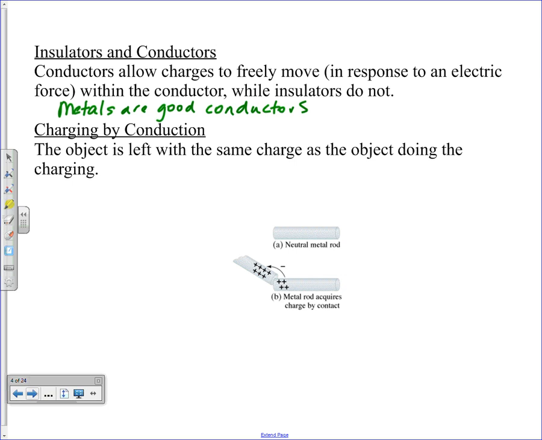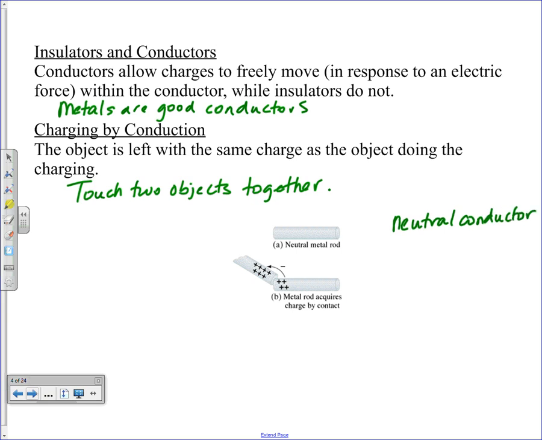So here, I'm going to show you an example of charging by conduction. And charging by conduction is the same as charging by touching 2 objects together. In this example, I'm starting with a neutral conductor, a neutral metal rod. And remember that neutral doesn't mean no charge. Neutral means an equal number of positive and negative charges.